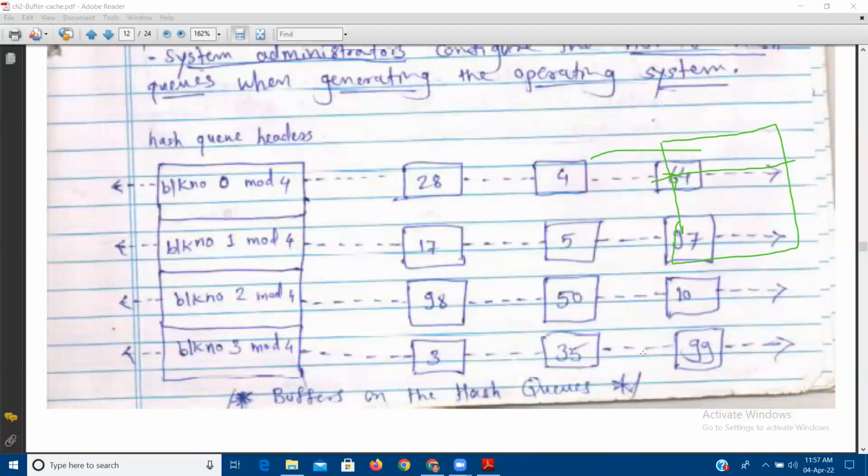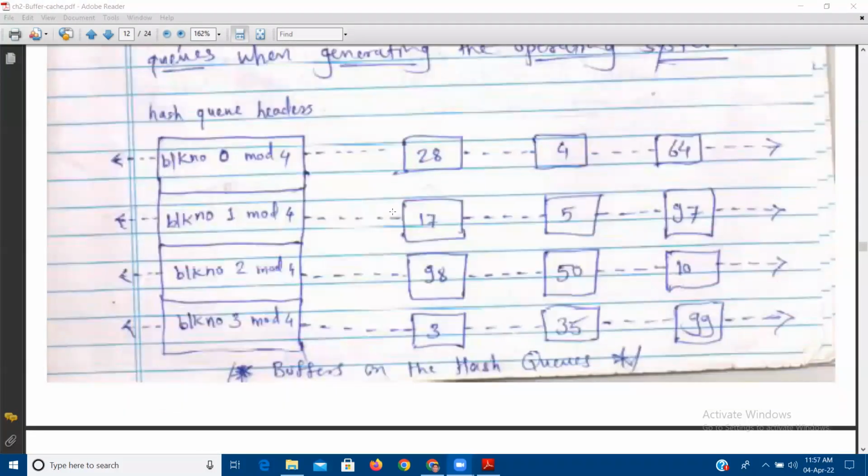Okay, so if you observe over here, before that let me erase this diagram. Okay, so this is the structure of buffers on the hash queue. If you observe this, listen carefully to understand the concept. So these are the hash queue headers. इथं काय केलेलं आहे, प्रत्येक बफरला हेडर देण्याच्या ऐवजी ते जे नंबर ऑफ बफर्स आहेत त्यांना कॉमन हेडर दिलेलं आहे.